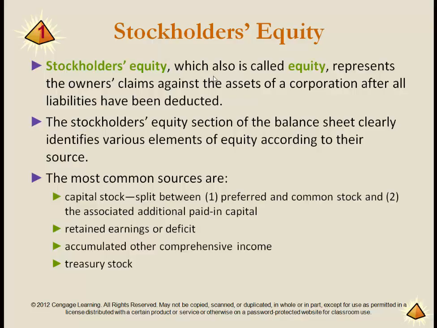You have retained earnings or deficit. And typically you're going to see retained earnings, but sometimes you'll have a deficit, which means that the company has lost money, maybe in one period, a significant amount of money, or has lost money over an extended period of time. Accumulated other comprehensive income is the next thing. We'll cover that a little bit later. And treasury stock is when the organization buys back their stock for multiple reasons.